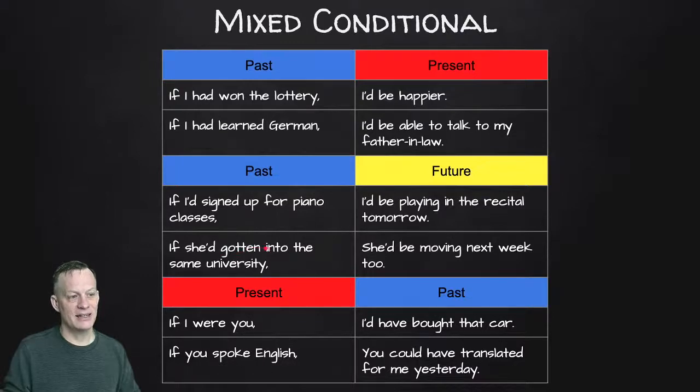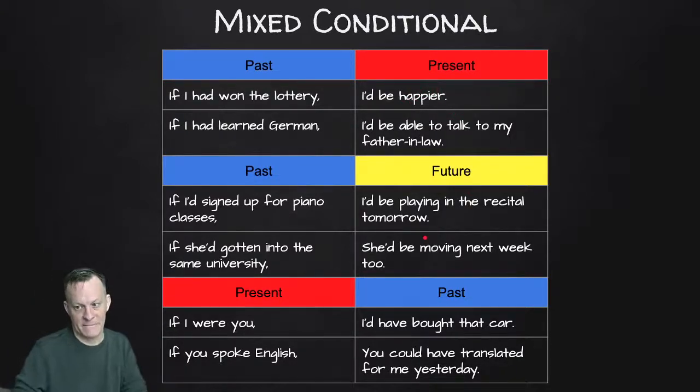If she had gotten into the same university, she'd be moving next week too. So here in the past, if she had gotten into the same university, she didn't, but if she had, she would be moving next week too. But she's not moving next week because she didn't get into the same university. So I think we can see here how these two, past and past, start with the third conditional in the if clause and then end in the hypothetical, second conditional, or even in the future. I think these are clear.